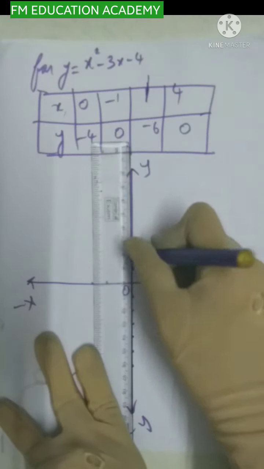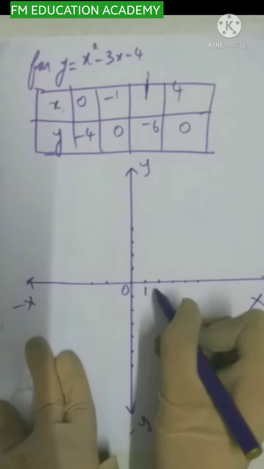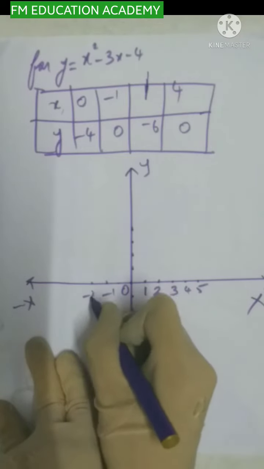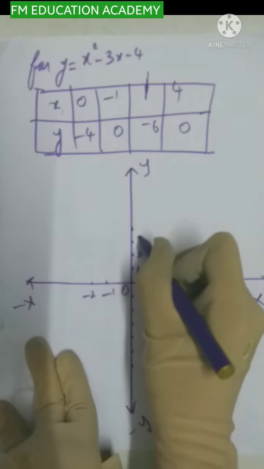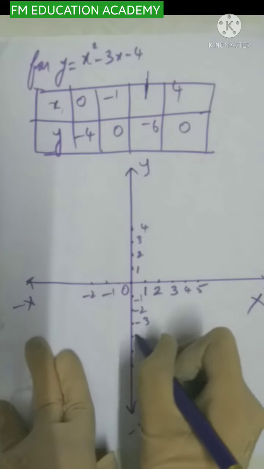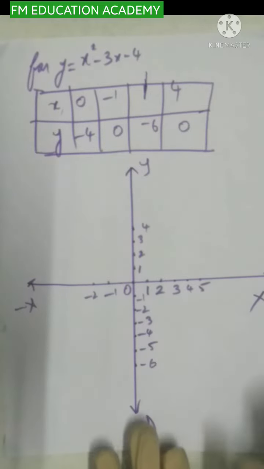1, 2, 3, 4. Now let us write 1, 2, 3, 4 on the positive x-axis, minus 1, minus 2 on the negative x-axis, plus 1, plus 2, plus 3, plus 4 on the positive y-axis, and minus 1, minus 2, minus 3, minus 4, minus 5, minus 6 on the negative y-axis.